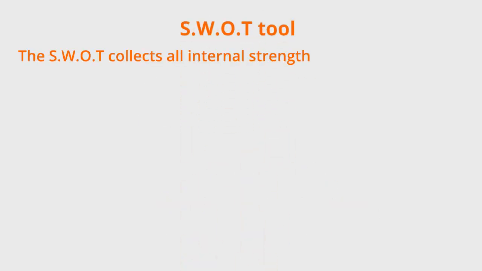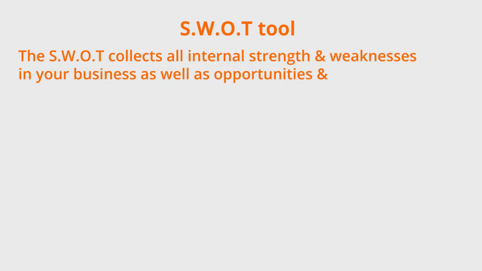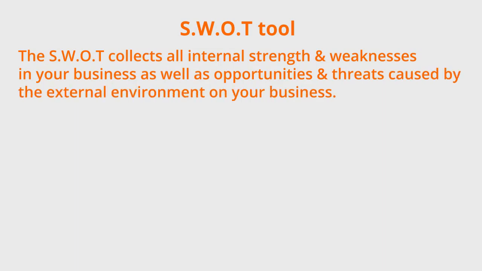Now, let's look at the SWOT tool. The SWOT collects all internal strengths and weaknesses in your business, as well as opportunities and threats caused by the external environment on your business. So I'll take that again so that it is clearer to you. The opportunities and threats are those external environmental factors, while your strengths and weaknesses are all of those environmental factors inside your business. So which is the best opportunity for the firm?